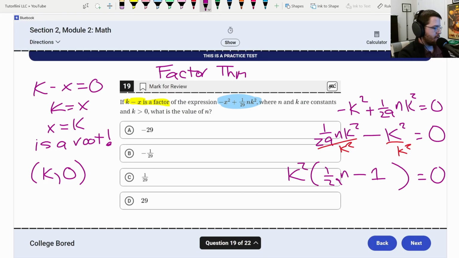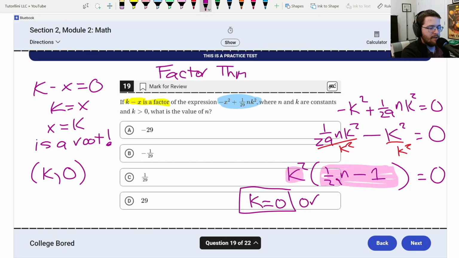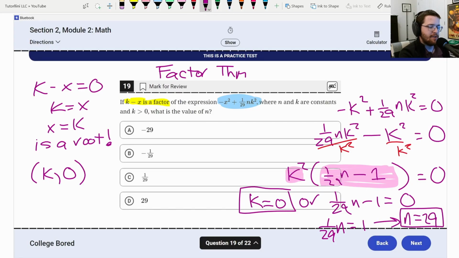Okay, so now I'm going to use the zero product property. So either k is equal to 0, or 1 over 29n minus 1 is equal to 0. I'm going to add 1 to both sides. I get 1 over 29n equals 1. And then I'm going to multiply both sides by 29. And I get n is equal to 29. So either k is equal to 0 or n is equal to 29.